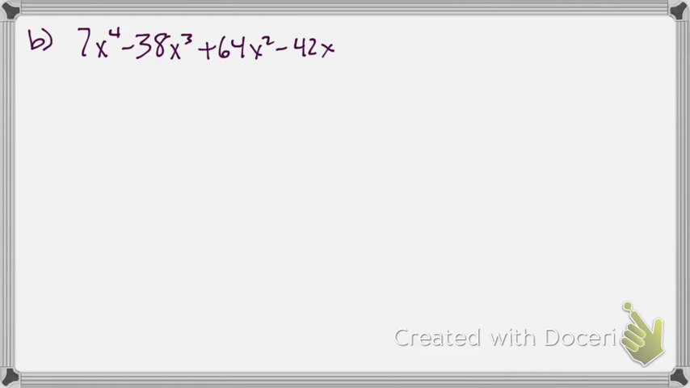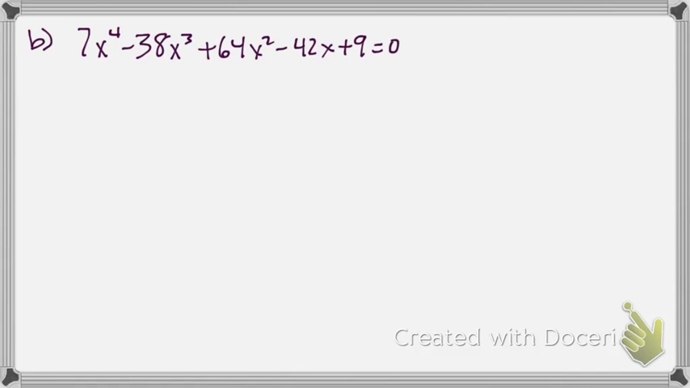Actually, let's go to this page. Okay, let's make this part B. This is a good one. Let's do 7x to the fourth minus 38x cubed plus 64x squared minus 42x plus 9. Ooh, this is a nice one. Nice and long. We got 1, 2, 3, 4, 5 terms. Forget about factoring, guys. We've never really learned how to factor this, unless there was a GCF, which there's not. So that's out the window.